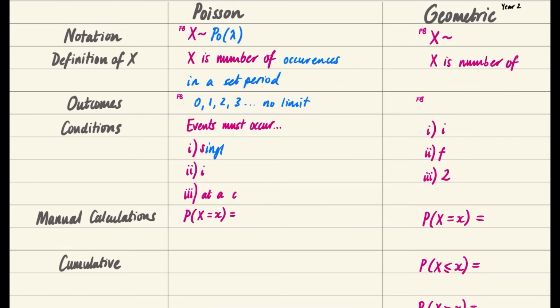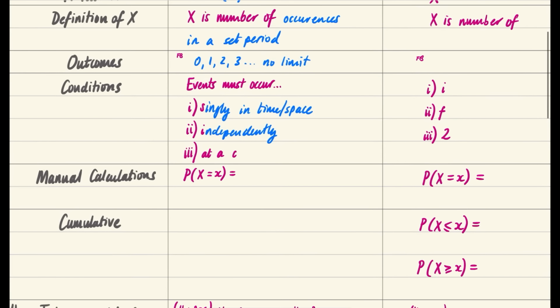The first one is that they need to occur singly in time or space. That means we can't have more than one happening at the same time. The second thing, for I, just means that the events need to be occurring independently. If you ever need to criticize it, you could say it's unlikely that the events would be independent, if you think that's appropriate. And then the last thing is that they need to be occurring at a constant rate, and that constant rate that we have is lambda.